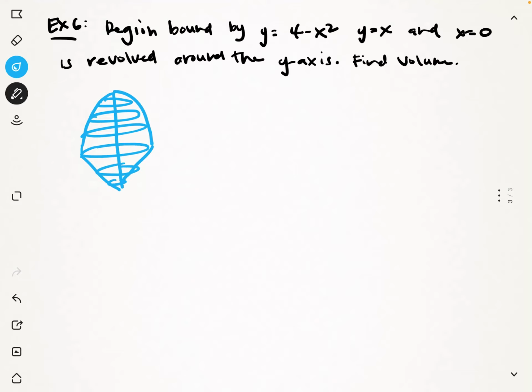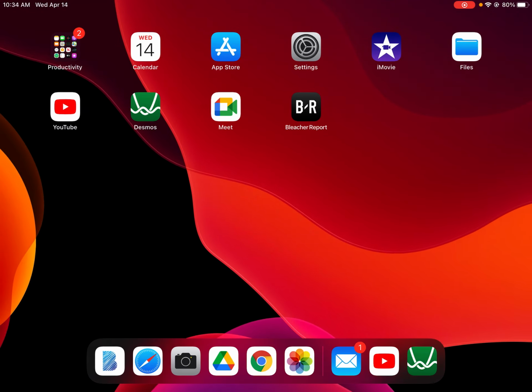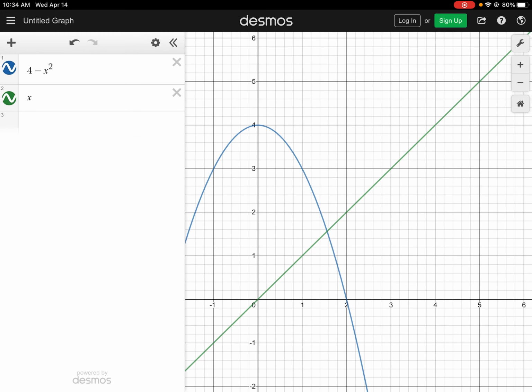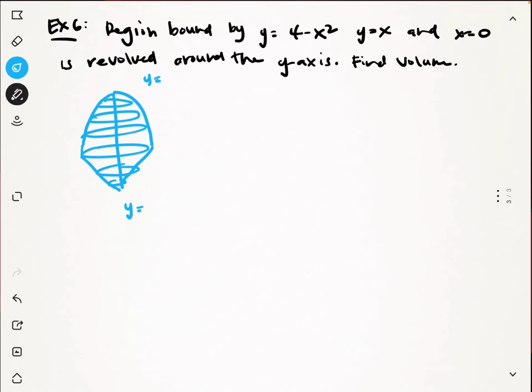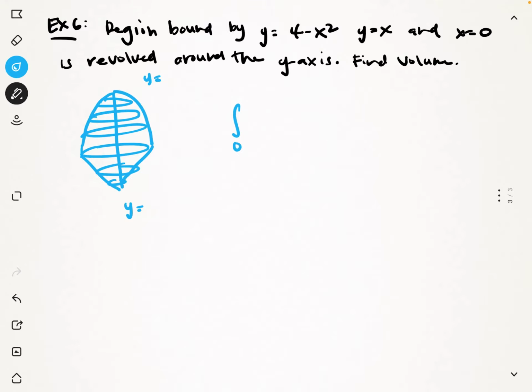Find the volume. So in this case, because we're stacking vertically, we want to do this in terms of y, right? So we need to figure out where the top is and where the bottom is. So let's go and check our graph. The top is at 4, the bottom is at 0, so we know our integration is going to go from 0 to 4. And we just have to solve these in terms of y, right?